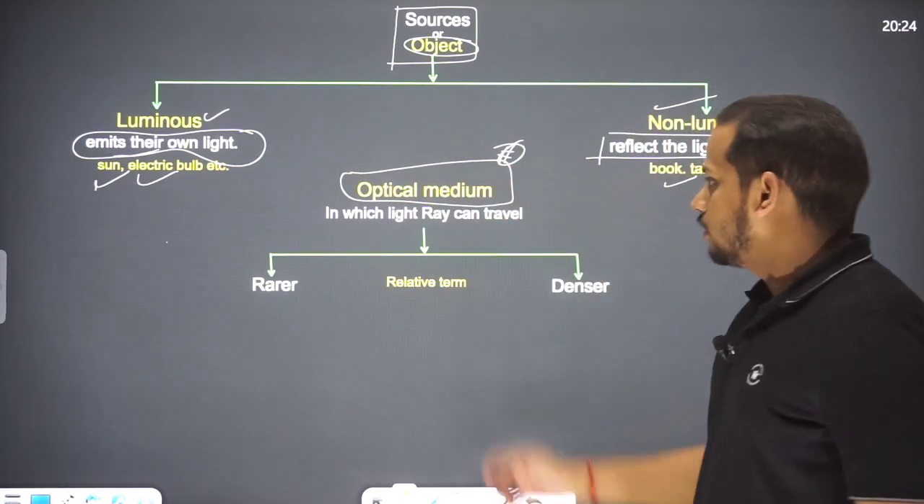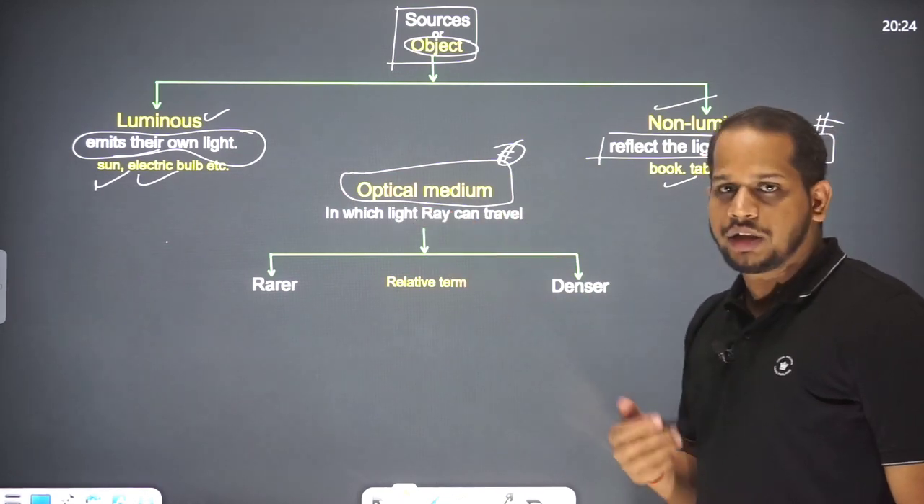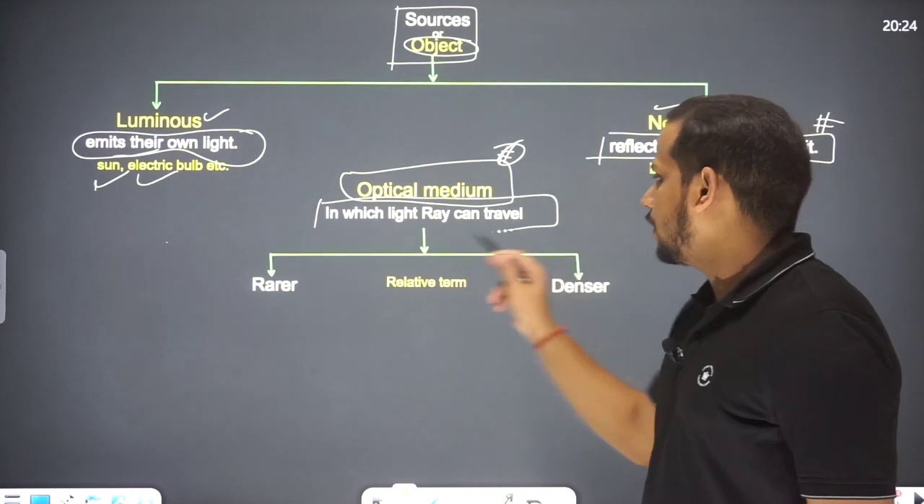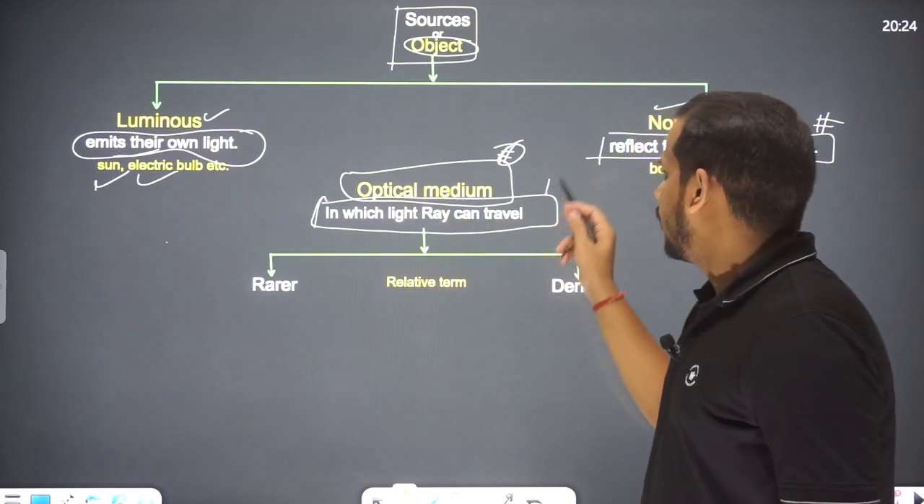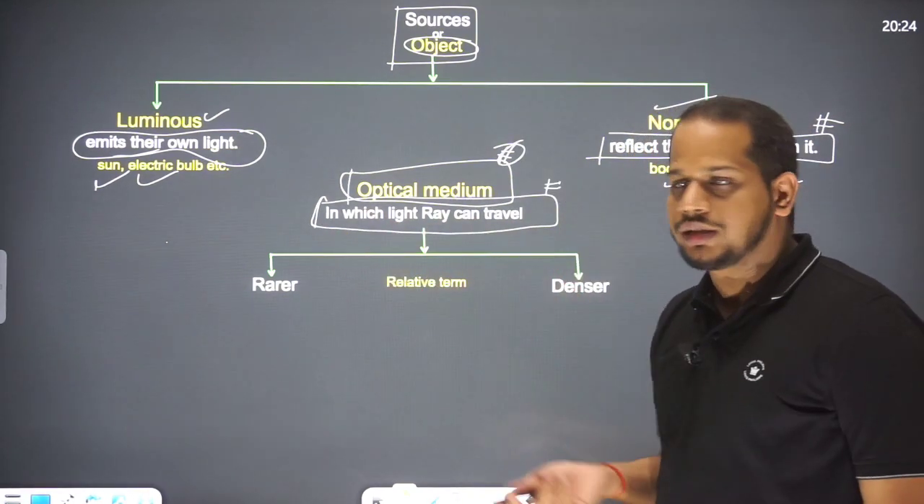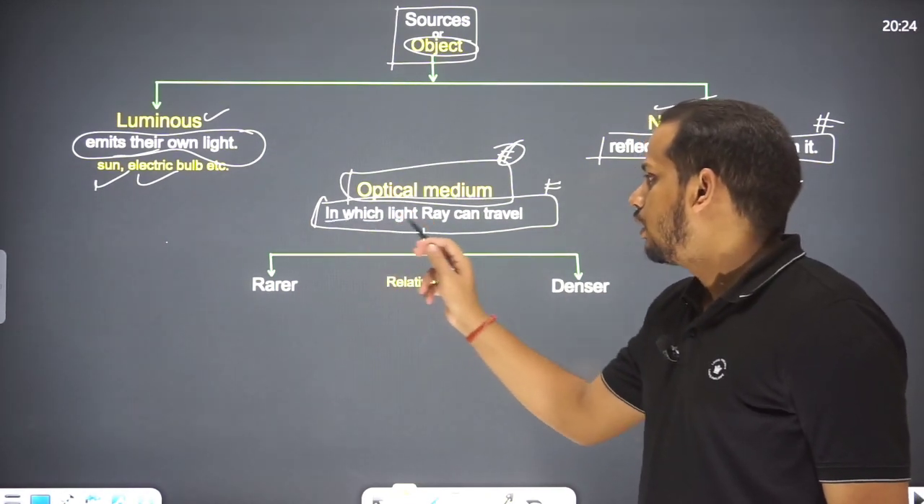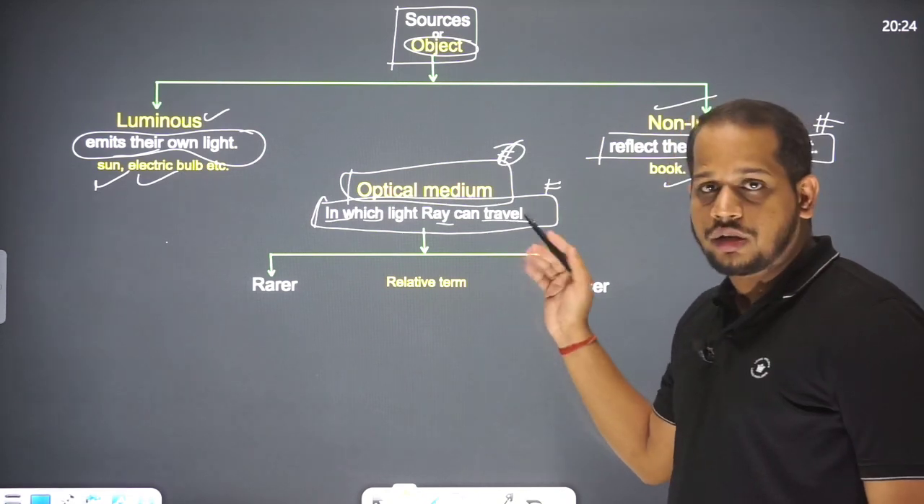Let's see. The next is what? Optical medium. What is the meaning of optical medium? It's a simple term, that is, in which the light rays travel. I am just taking this basic term because if you have forgotten from class 10, then you will recall all these things. What is the optical medium? In which the light ray can travel. That is called optical medium.